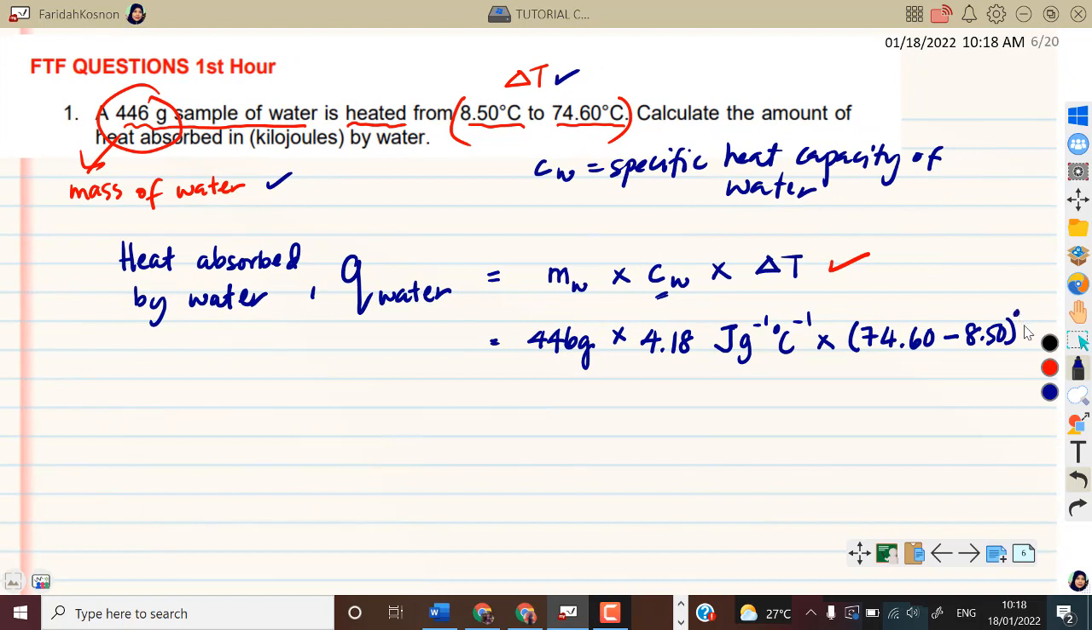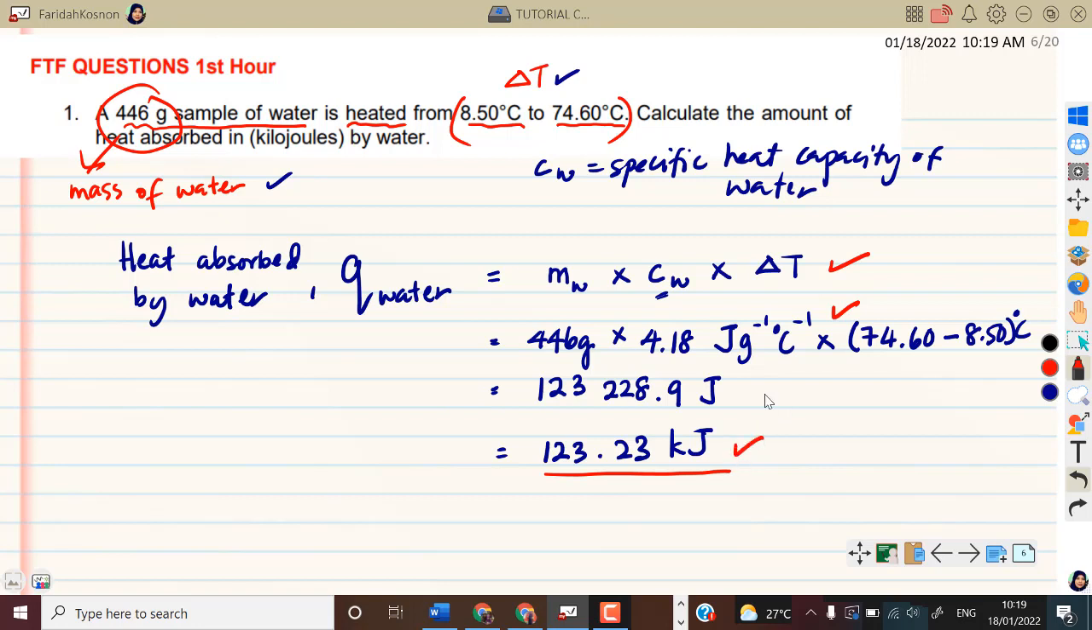So sambung. Okay, so tekan calculator, you will get the heat absorbed is around 123.23 and the unit must be in kilojoule. Okay, so actually sebenarnya kita akan dapat ini dululah, 123.228, okay, 0.9 joule. But the question ask you to give in kilojoules. Jadi wajib, wajib beri dalam kilojoule, 123.23 kilojoule. So this is the unit. This is the answer. Alright. So show the formula. Show the substitution. Show the final answer required. Okay. Alright. So settle with question number one.